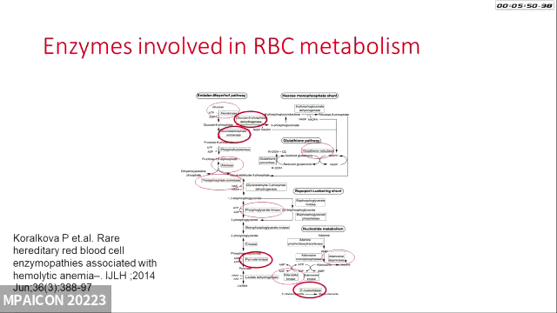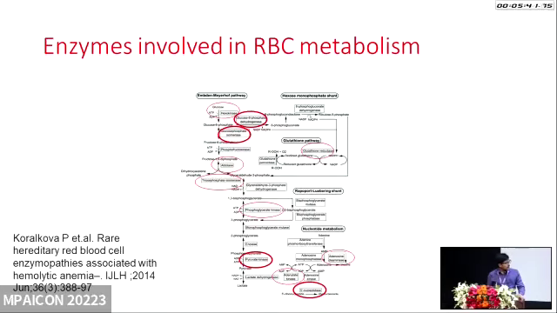This is the list of the four pathways involved in RBC metabolism, and the ones highlighted in dark red are the enzymes which are most commonly affected. We can see here glucose 6-phosphate dehydrogenase being the most common one, followed by pyruvate kinase, and followed by pyrimidine 5 nucleotidase deficiency.